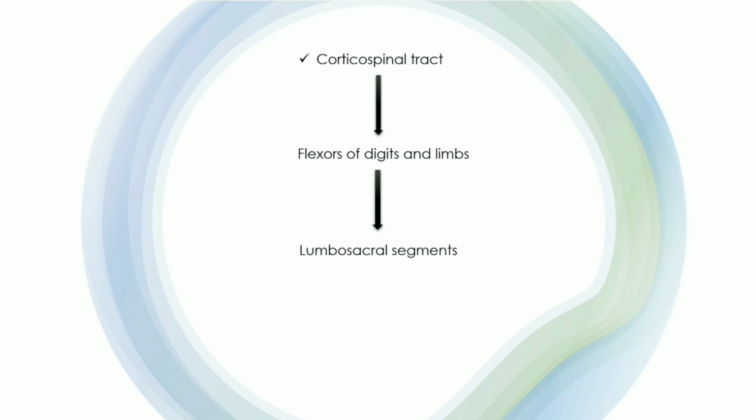So when there is a damage to the corticospinal tract, these flexors are not innervated, and hence we get this extension response. Okay. Now this is a normal response in children under 1 year of age. This is because the myelination is not completed.